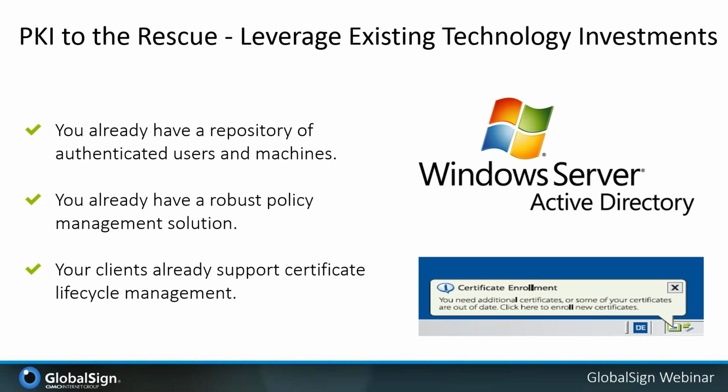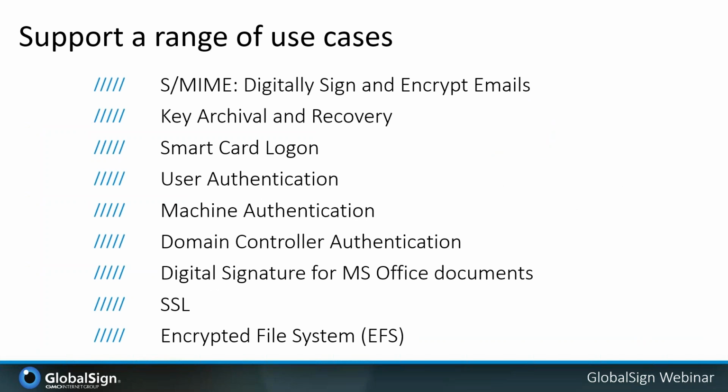Definitely. And Active Directory is obviously a key part in this and high volume deployments. And also, so along with these use cases that we just went over, there are some other ones that we obviously wanted to highlight along in this list. So these are some which we are seeing commonly being addressed. So we had the SMIME, digitally signing encrypting emails. Another one is key archival and key recovery. Smart card logon, user authentication, which we mentioned, machine authentication also mentioned, but then also domain controller authentication. And then digitally signing for Microsoft Office documents, SSL, of course, and then finally encrypted file system or EFS.